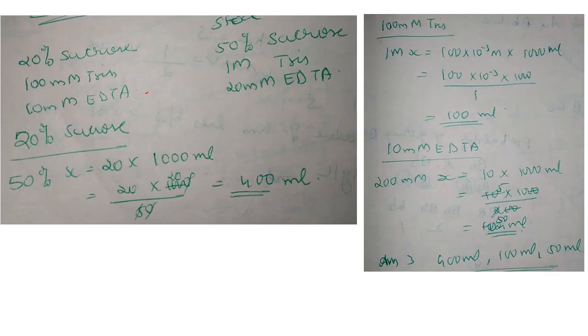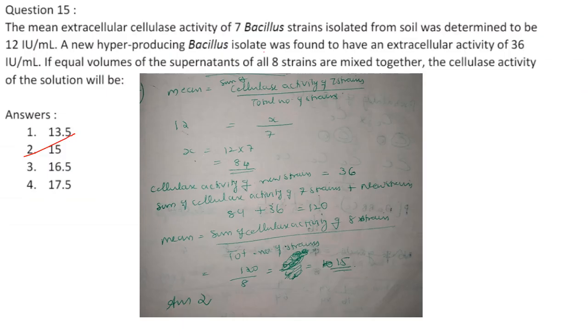Answer is, 20% sucrose, 100 millimolar TRIS and 10 millimolar EDTA is what you require, and this is the stock, that is 50% sucrose, 1 molar TRIS, 20 millimolar EDTA. So from 50% sucrose, how much do you have to take to get 20% in 1000 ml? So 20 into 1000 divided by 50, that is 400. Similarly, for TRIS and EDTA also you can calculate. You will get answer 3: 400 ml, 100 ml and 50.